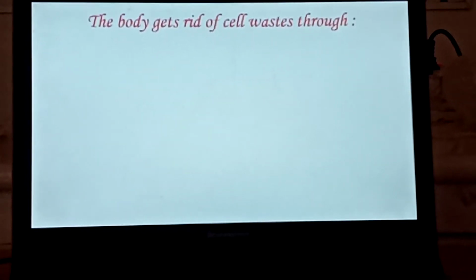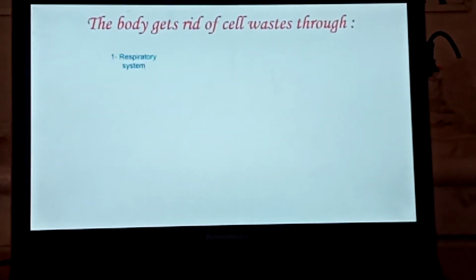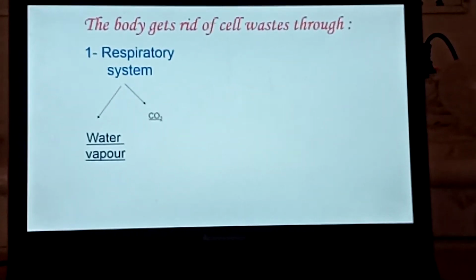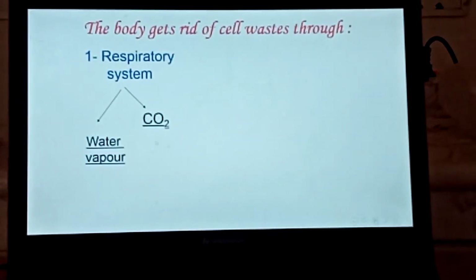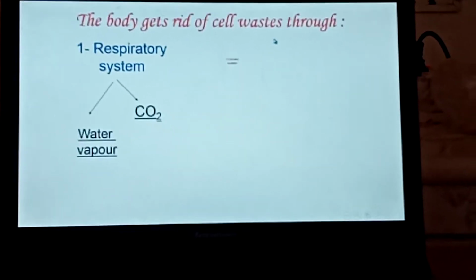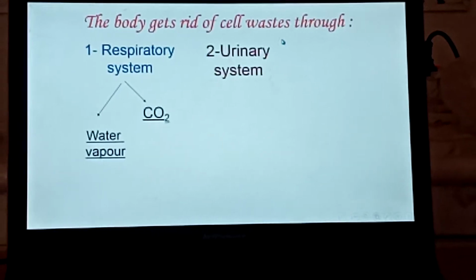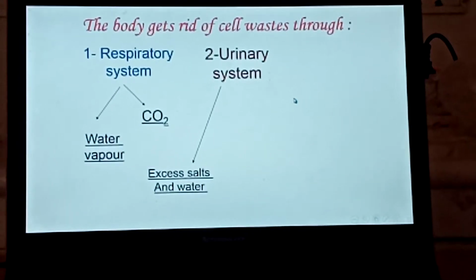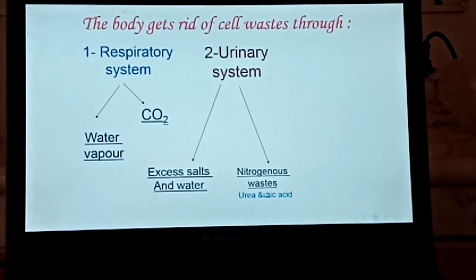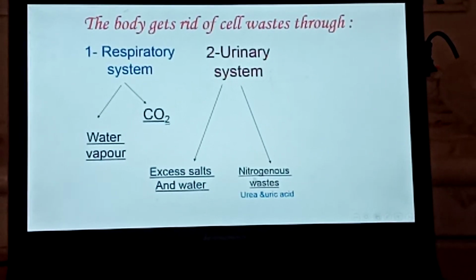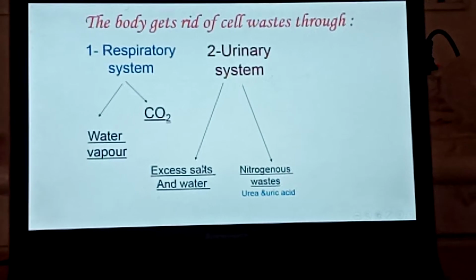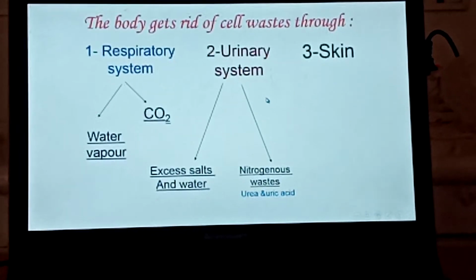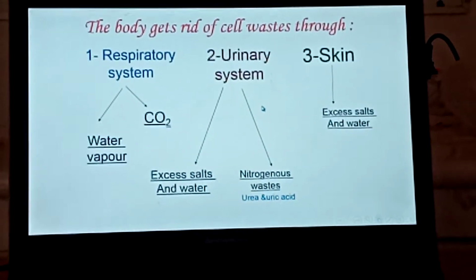The body gets rid of the cell wastes through the respiratory system. By the respiratory system, we can get rid of water vapor and carbon dioxide by the help of the two lungs. The urinary system can help us to get rid of excess salts and water, and nitrogenous wastes, which are urea and uric acid. Urea and uric acid are formed from breaking down of proteins. And the skin helps us to get rid of excess salts and water.